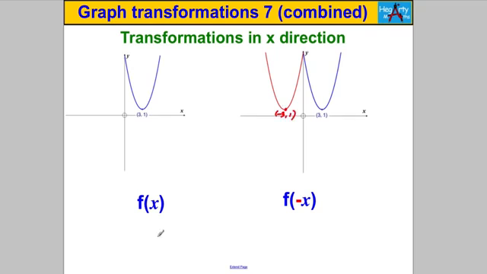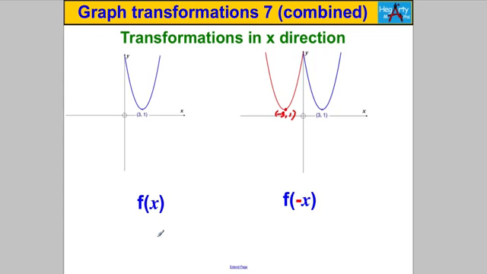And maybe as a little summary to help you: anything inside the brackets affects the x numbers, and it kind of does the opposite to what you may expect. Anything outside the brackets affects the y numbers or the y direction, and it kind of does what you would expect. So we can use that as a little guidance when we're doing combined transformations.